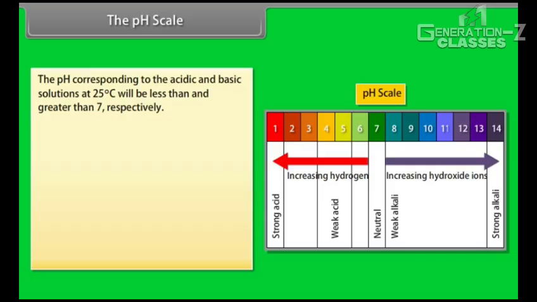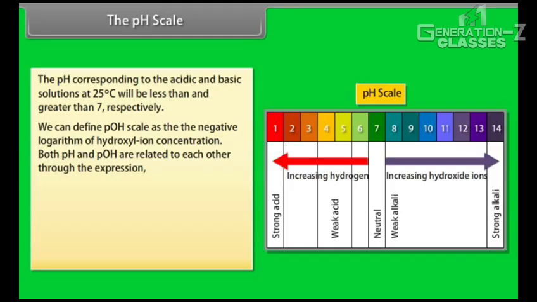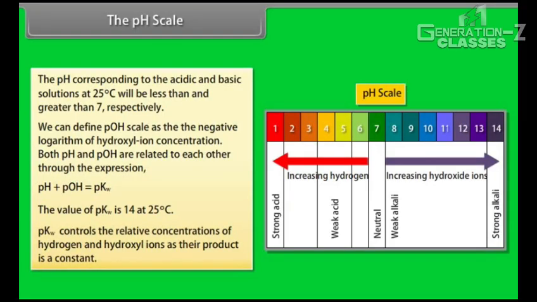7 respectively. We can define the pOH scale as the negative logarithm of hydroxyl ion concentration. Both pH and pOH are related to each other through the expression pH plus pOH is equal to pKw. The value of pKw is 14 at 25 degrees Celsius. pKw controls the relative concentrations of hydrogen and hydroxyl ions, as their product is a constant.